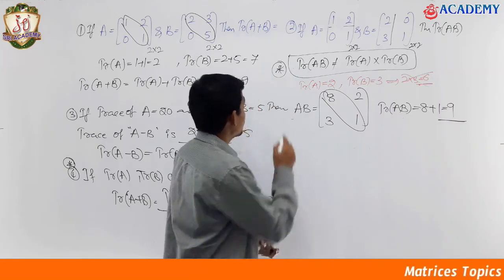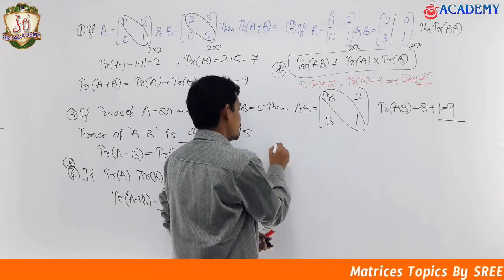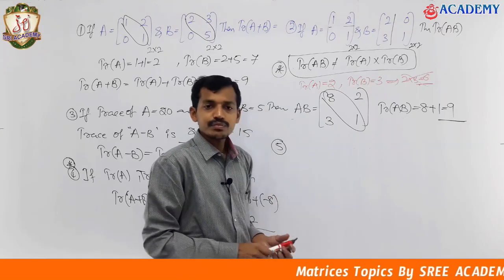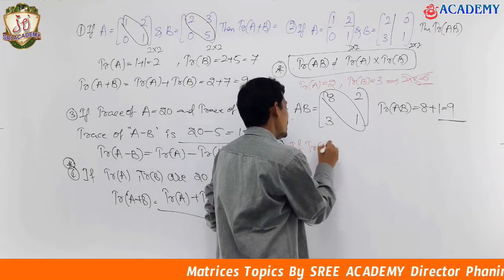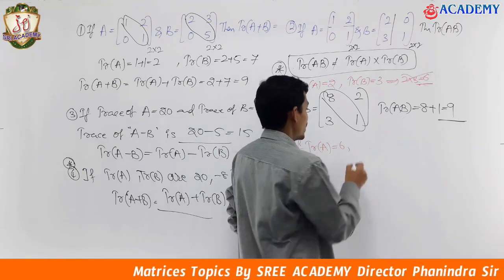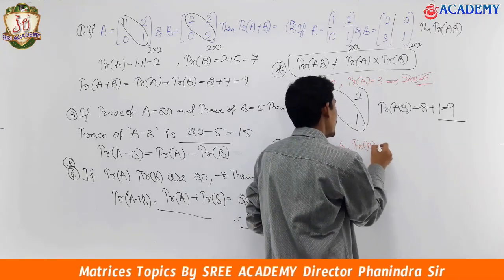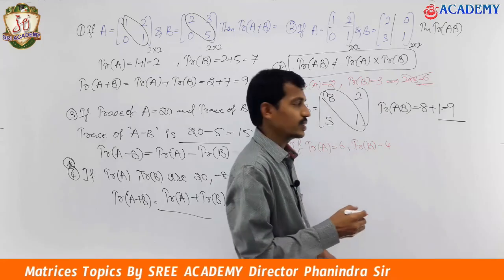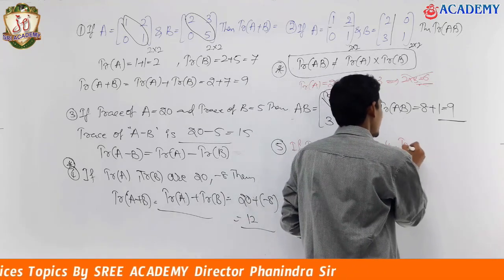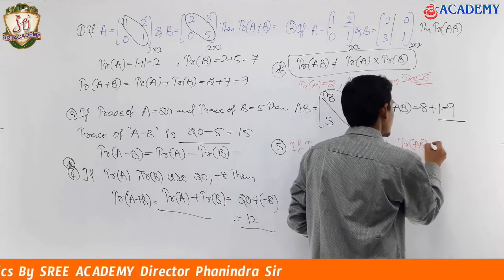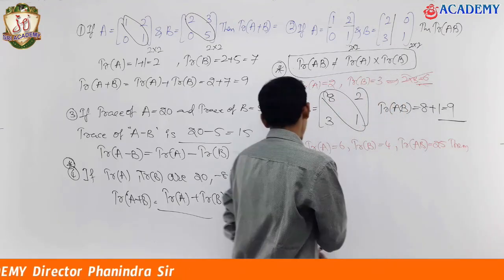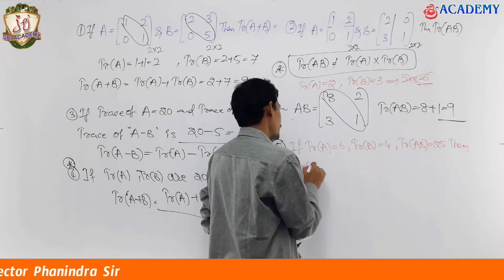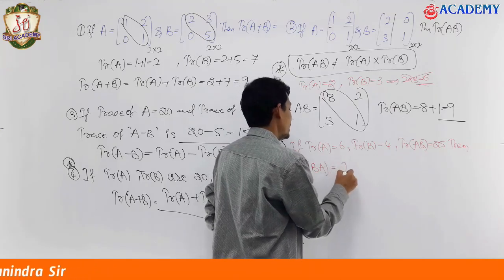Here, one important problem I am giving: if trace of A equals 6, trace of B equals 4, trace of AB equals 25, then what is trace of BA? He will give a question like this.